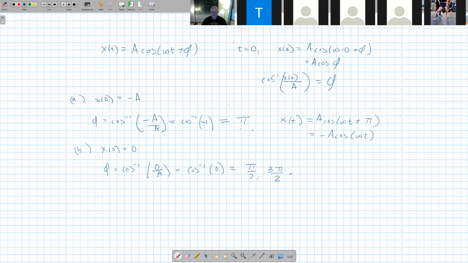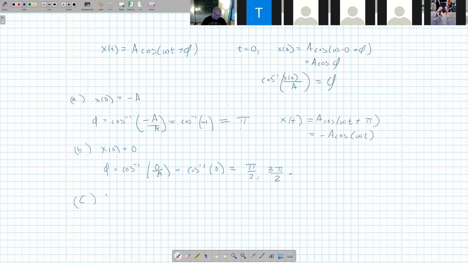And if I think about from 0 to 2 pi, here cosine is only -1 when it's at pi, but here cosine is equal to 0 for both pi over 2 and 3 pi over 2. So there's actually two answers in this case, where in this case there's only one. And I'll point that out more in just a second.